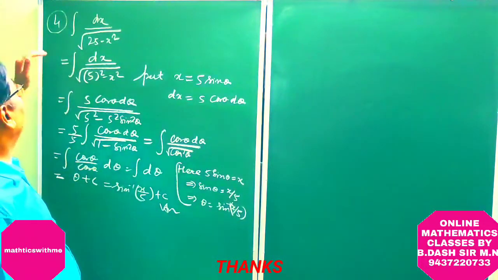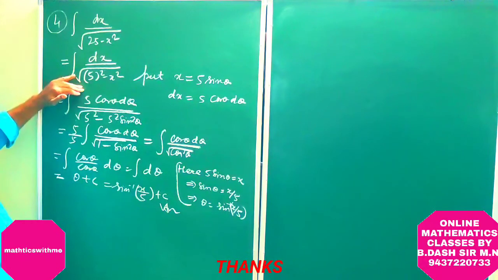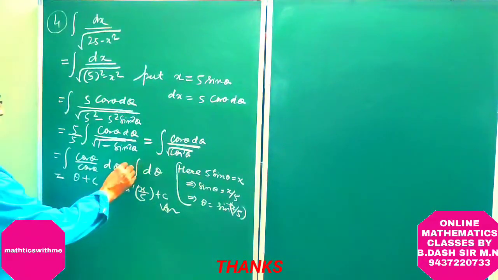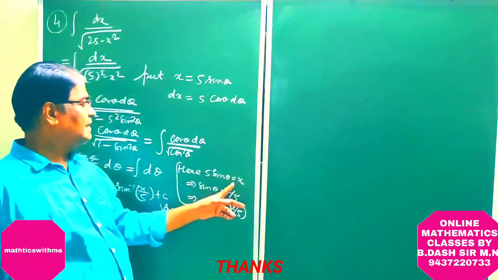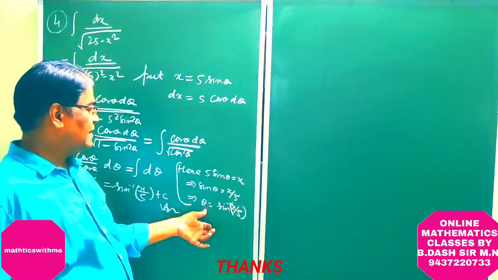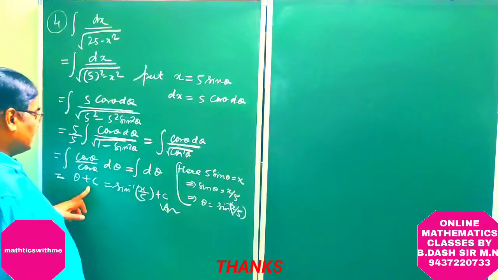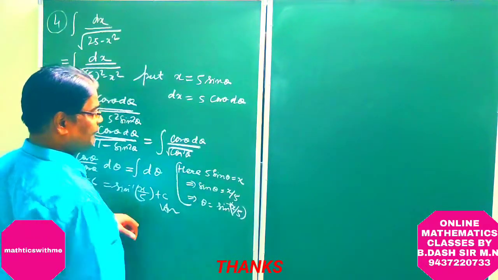So here we have to integrate dx by root over 25 minus x square. In order to integrate this, put x is equal to 5 sin theta, dx is equal to 5 cos theta d theta. Now putting the values after simplification, we get this is equal to integration d theta, which is equal to theta plus c. Now 5 sin theta is equal to x, from which you get theta is equal to sin inverse x by 5. So theta plus c is equal to sin inverse x by 5 plus c. Answer.